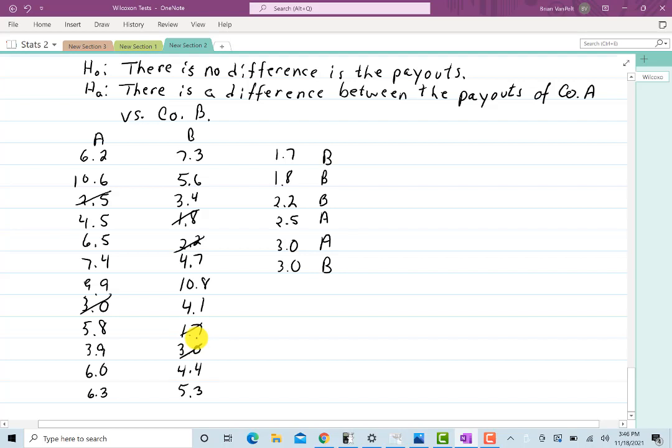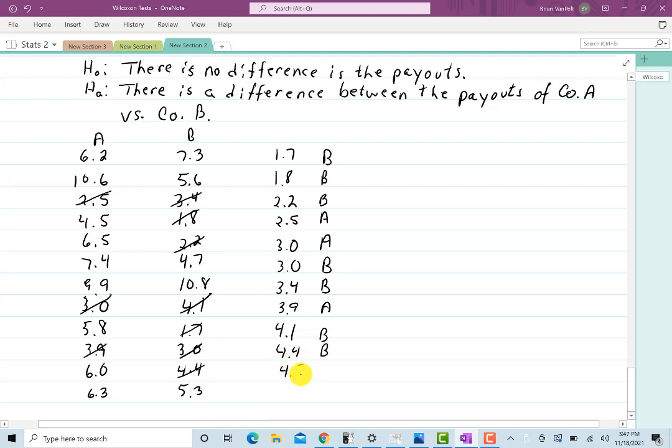After the threes, I see a 3.4 for company B. And then after 3.4, I see a 3.9. Let me see if I can find it. 3.9 for company A. After that, I've got a 4.1 for company B. And then I have a 4.4. Where are you at? 4.4. There it is. That was company B.